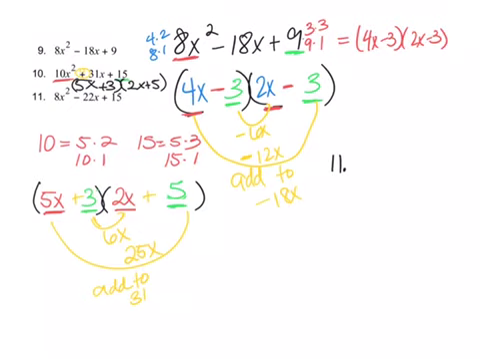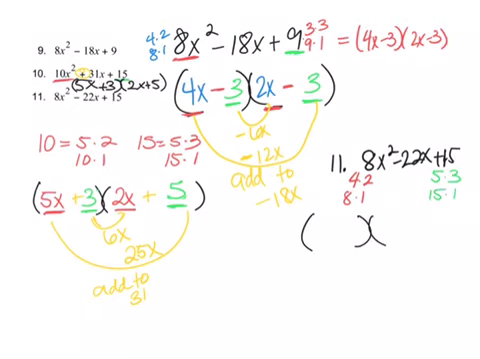Number 11, 8x squared minus 22x plus 15. I need a common factor here. There isn't one, so I'm going to look for that first, and if I don't find one, then I'm going to go to my guess and check method. So I've got 4 times 2 and 8 times 1, and I have 5 times 3 and 15 times 1.